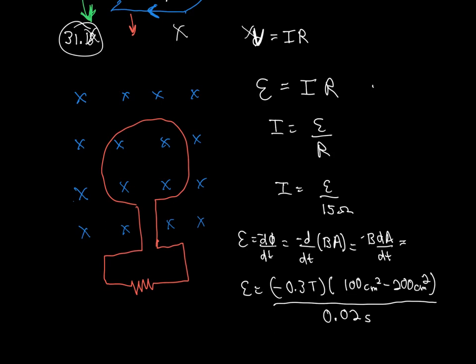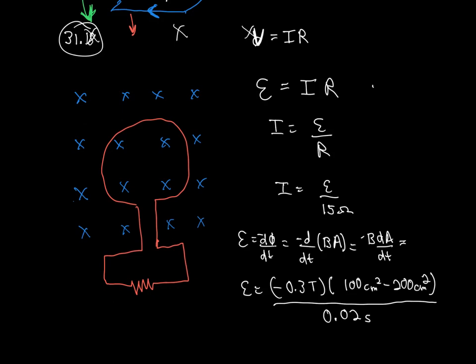So I don't actually have to take any derivatives. If they give us an equation, we need to take a derivative. They gave us the rate of change. They gave us dA over dt. dA is the change in the area, which is the final area of 100 square centimeters minus 200 square centimeters, and then divided by dt, that's the change in time of 0.02 seconds.